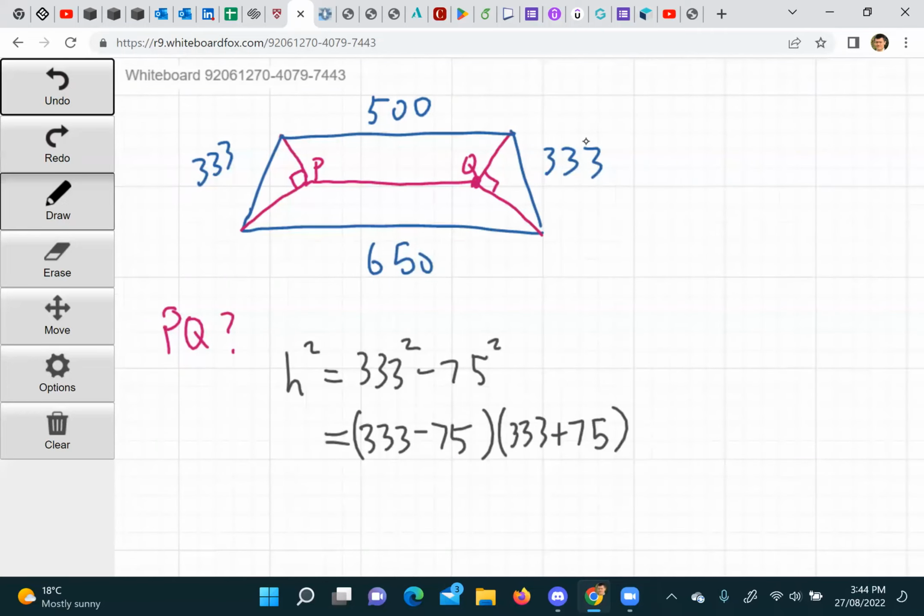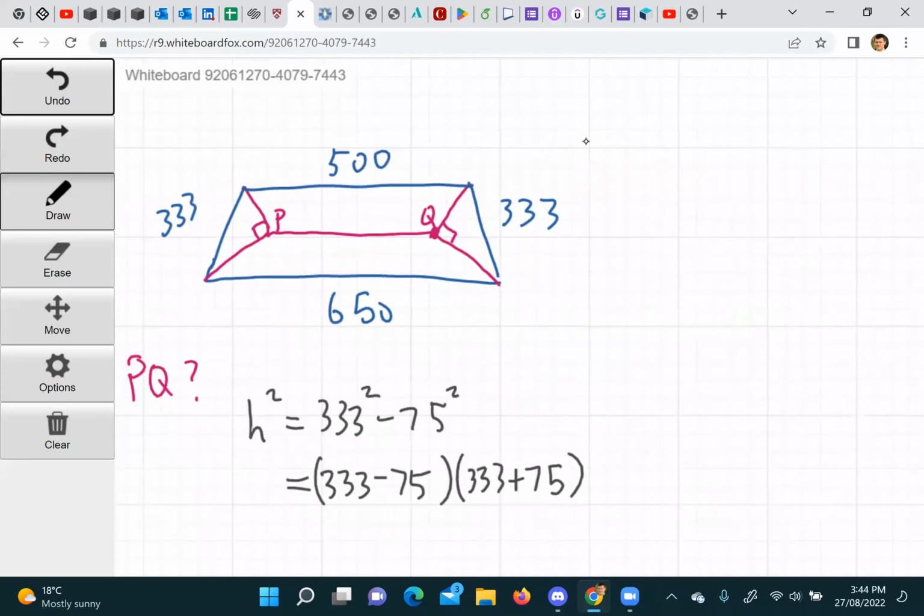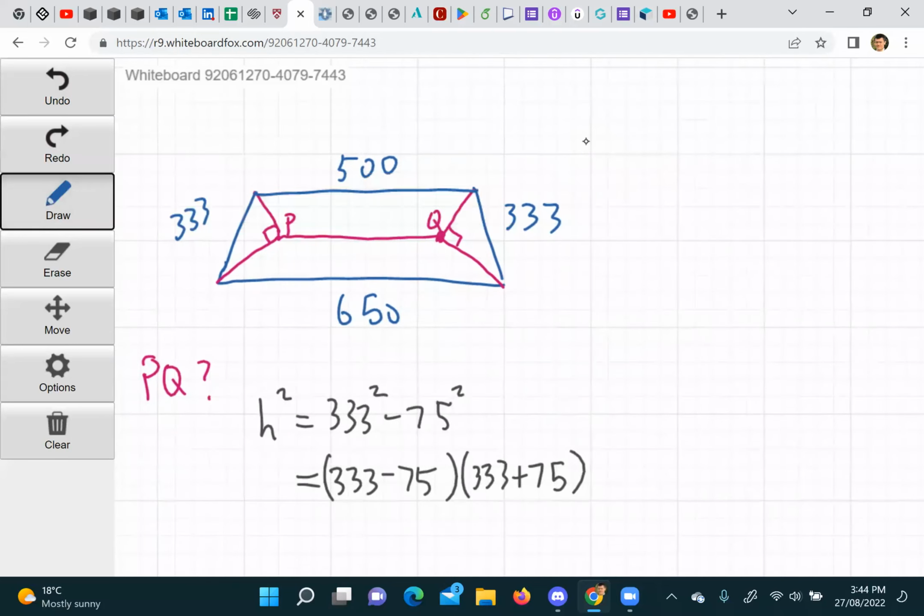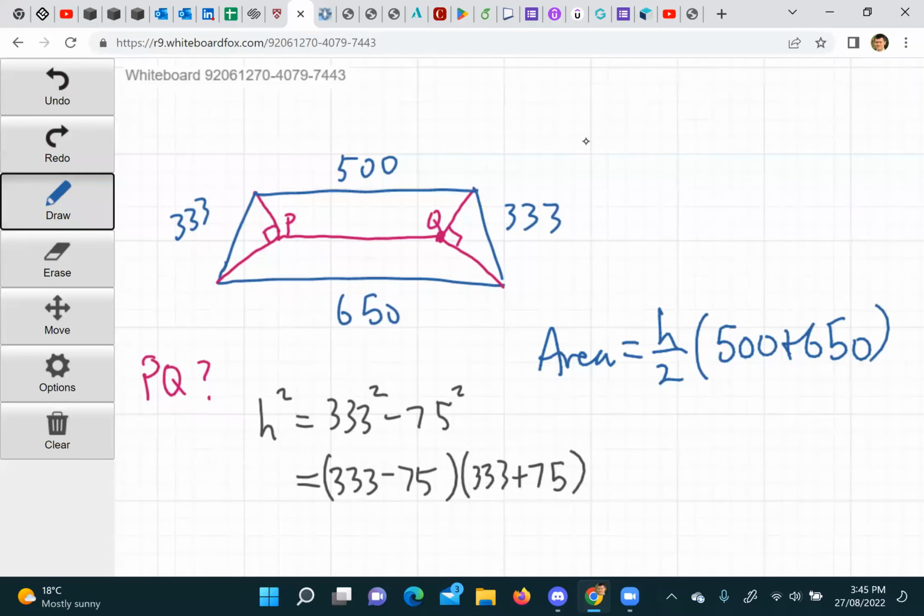Okay. Everyone understand what the idea is? No. So you just calculate the area of the blue trapezium. Yeah. Okay. So the area of the blue trapezium, what's the area? Height times 500 plus 650. Wait, height over 2. Yeah, so it's h over 2, 500 plus 650. Yeah? And we know all the values.